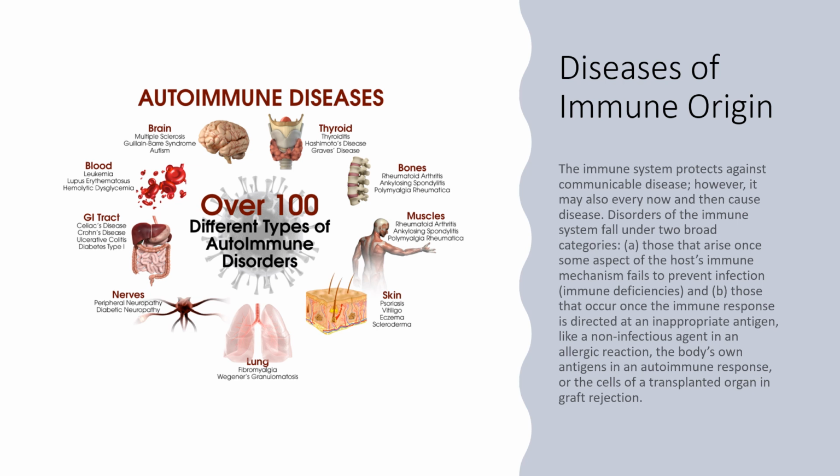Let's now consider diseases of immune origin. The immune system protects against communicable disease. However, it may also every now and then cause disease. Disorders of the immune system fall under two broad categories. A, those that arise once some aspect of the host immune mechanism fails to prevent infection, such as in the case of immune deficiencies, and B, those that occur once the immune response is directed at an inappropriate antigen, like a non-infectious agent in an allergic reaction, the body's own antigens in an autoimmune response, or the cells of a transplanted organ in graft rejection.